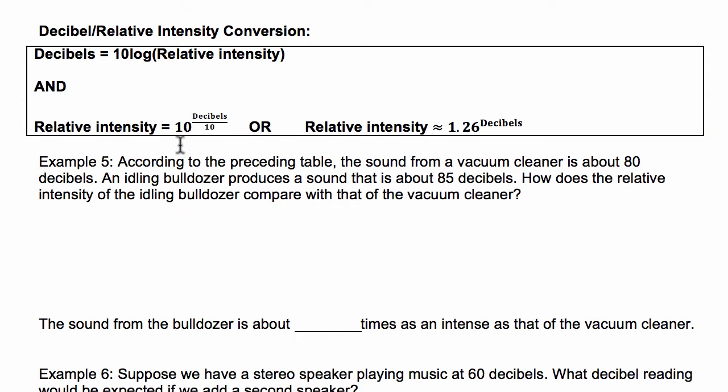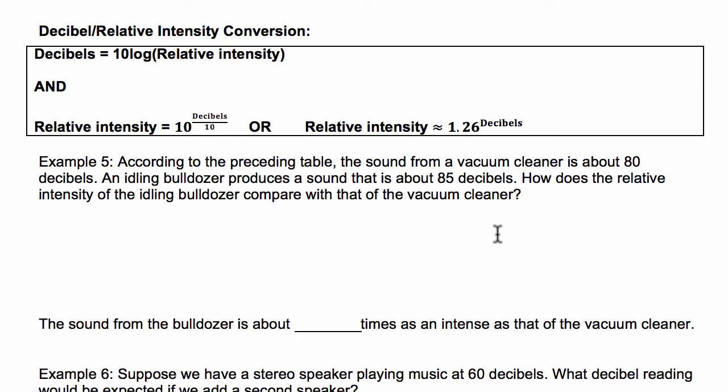Notice, when converting from decibels to relative intensity, it is important to divide by 10 before making that quantity your exponent of 10. If you do this out of order, that is, take 10 to the decibels first and then divide by 10, you will get the incorrect answer. To avoid this possible order of operations mistake, you can use the following approximation for relative intensity instead. That is, relative intensity is approximately 1.26 to the decibels.